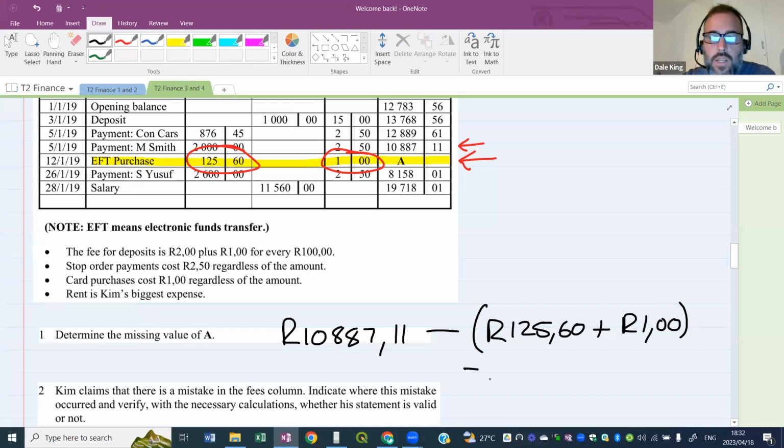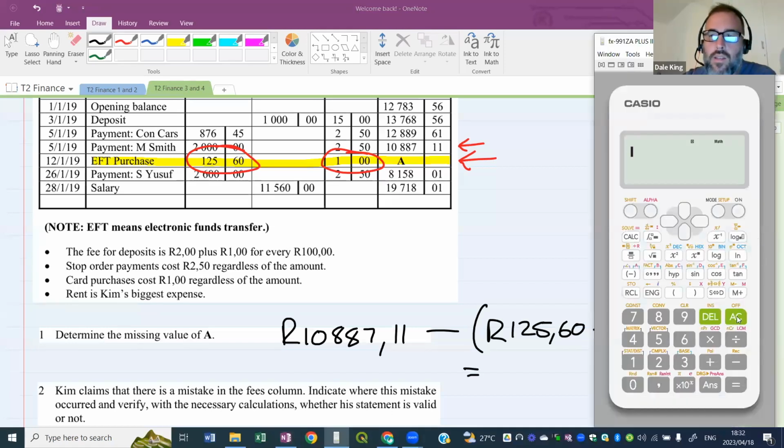I want to see what we get here. So I'm going to get my calculator out. This is how I do it on my calculator. Just like I wrote it out, this is exactly how I write it out on my calculator. So I'm going to do, whoa, that's a lot of eights. 7.11. Subtract, I use a bracket. Just like I wrote it out, 125 and 60 cents. And the fee, which is R1. Okay. So I put it in a bracket and I subtract it from the main balance.